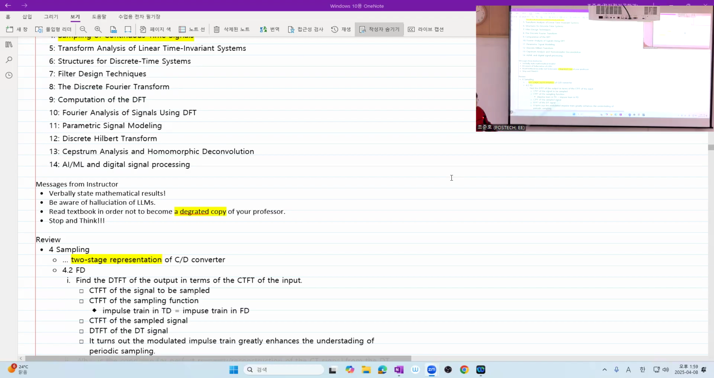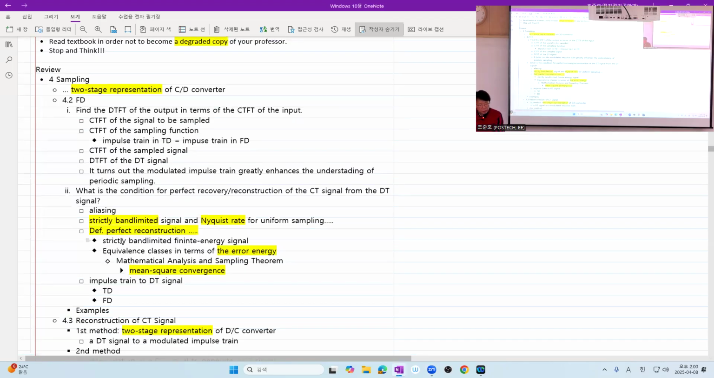Third one was the most important because these days students rarely read textbooks. So please read textbooks and other reference books or even Wikipedia in order not to become a degraded copy of your professor. And the last message was, whenever you need time, just stop and think. It's not costly. Stop and think will give you more profit.